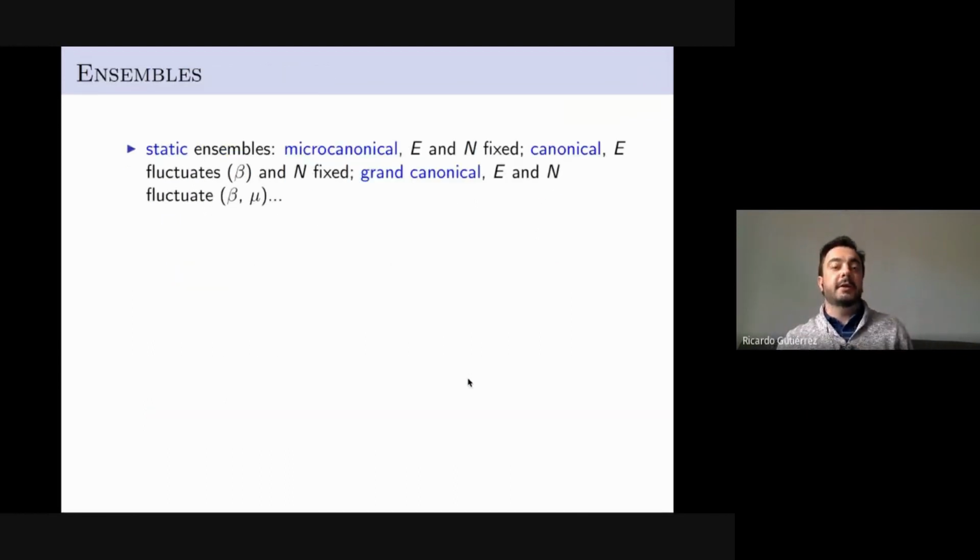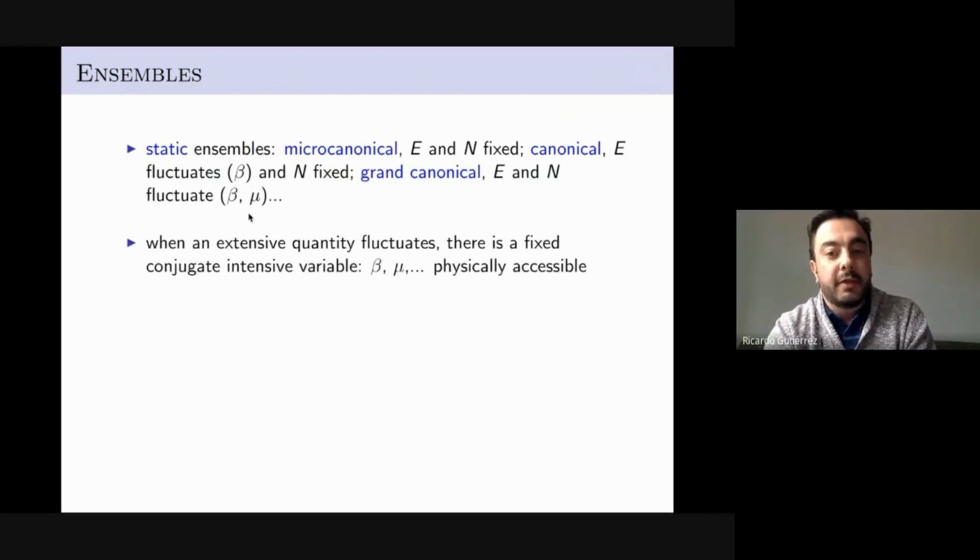And as in the case of equilibrium statistical mechanics, there are static ensembles like the microcanonical ensemble, the canonical ensemble, or the grand canonical, where both E and N fluctuate. And when one of these extensive quantities fluctuates, there's a conjugate parameter that is fixed, in this case the temperature, in this case the chemical potential. And these conjugate quantities are experimentally accessible.